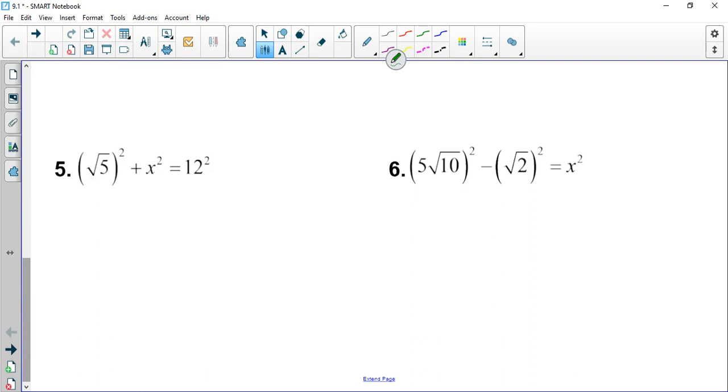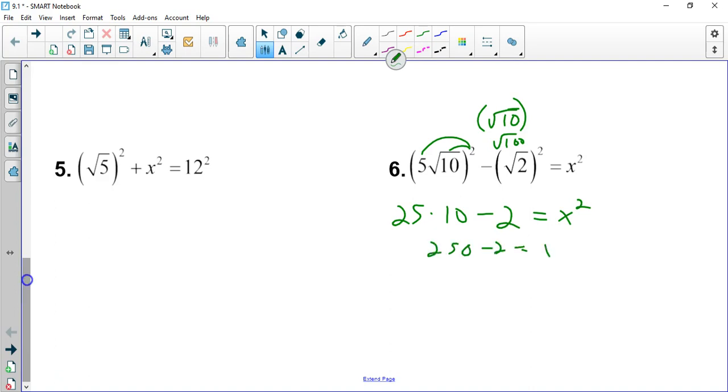So when you square a radical, you square this and this. So 5 squared is 25, and the square root of 10 times square root of 10 is just 10. Because the square root of 10 squared is the square root of 100, which just works out to be 10. And then when you square the square root of 2, you just end up with 2. Okay? So that's 250 minus 2 equals x squared. So that's 248.